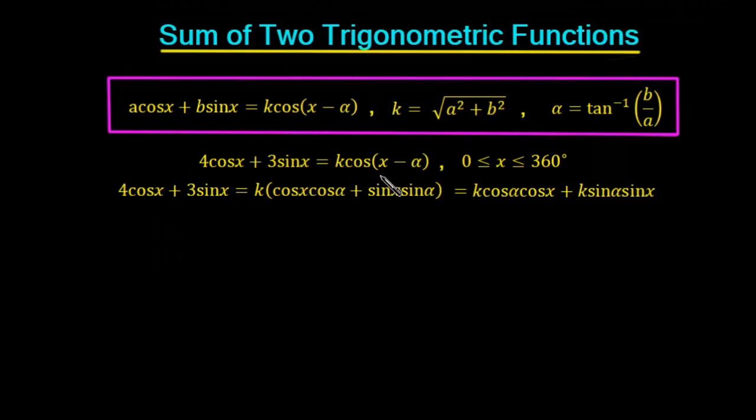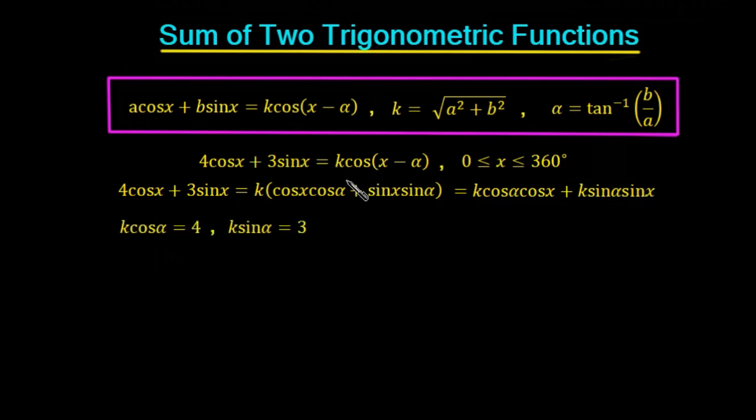So we can replace the k cos(x minus alpha) by our double angle formula. So the cos of (x minus alpha) is the same as cos x cos alpha plus sin x sin alpha. Now if we decided to change this into the form of k sin(x minus alpha), then we would have just used the sine version of this double angle formula. So that's going to give us k cos alpha cos x plus k sin alpha sin x.